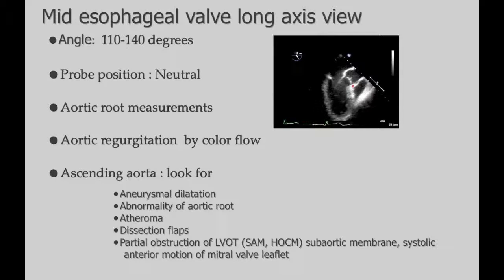When looking at the ascending aorta, which is seen at the far right of the screen, you may have to withdraw the probe a bit to see more of the ascending aorta in the image. It's important to examine for aneurysmal dilatation, abnormalities of the aortic root, atheroma, dissection flaps, or partial obstructions of the left ventricular outflow tract from things like hypertrophic obstructive cardiomyopathy or systolic anterior motion of the aortic valve.